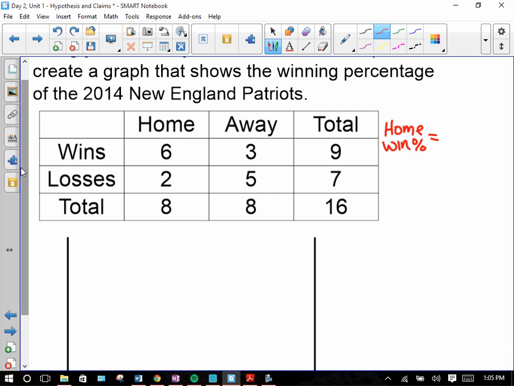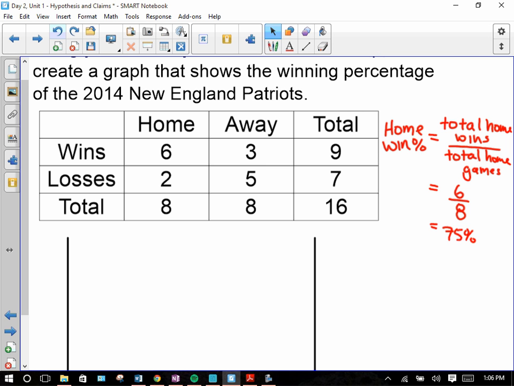We divide 6 and 8 because the home winning percentage is total home wins divided by total home games. That is total home wins, which will be 6 divided by 8, and then you type that into your calculator. That will give you 0.75.